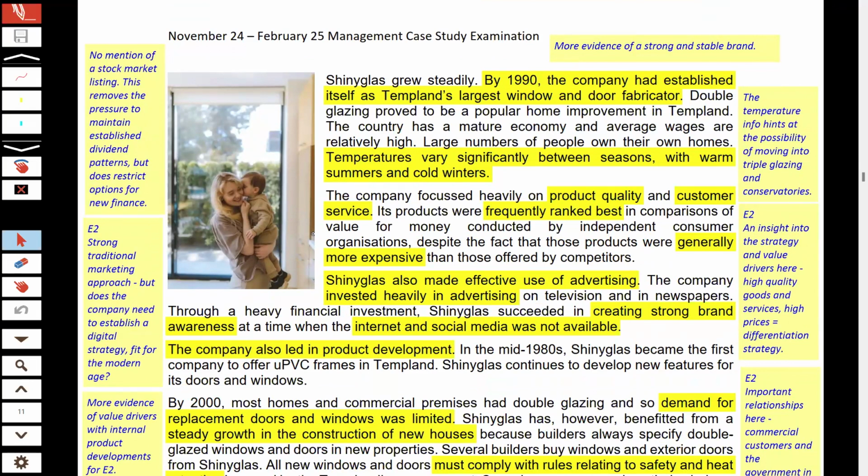So by 1990, the company was the most established in terms of window and door fabricators. Double glazing was popular as a home improvement. The country has a mature economy and average wages are relatively high. So the country is quite wealthy, with a mature economy. People do have high wages. There's a high level of home ownership. So what this hints at, I think, is high disposable incomes, the ability to pay for better quality home improvement.